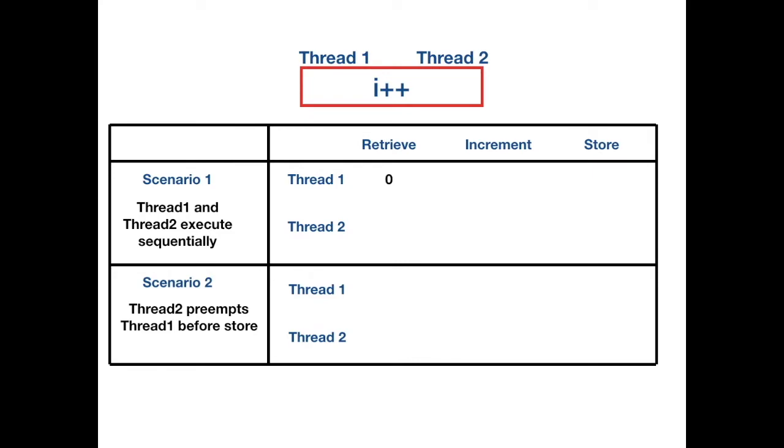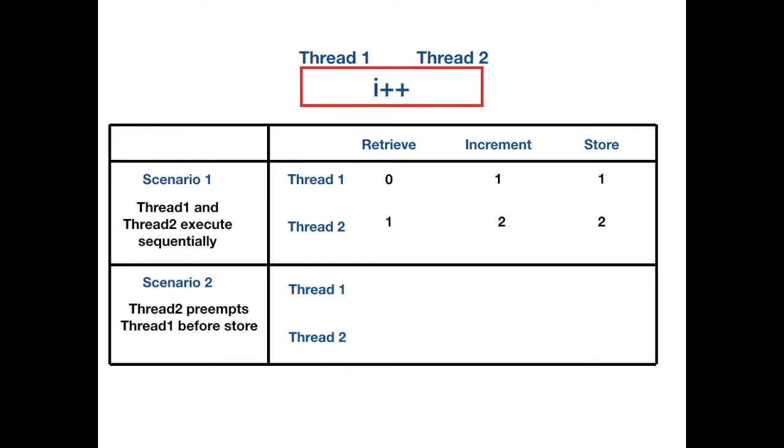Thread 1 starts the execution. It retrieves the value of I, which will be 0. It increments it and then stores the value of I. Then thread 2 comes along. It retrieves the value of I, which will be 1, and it increments it by 1, and it stores the value of I, which will be 2. This is fine. Now let us consider the second scenario.